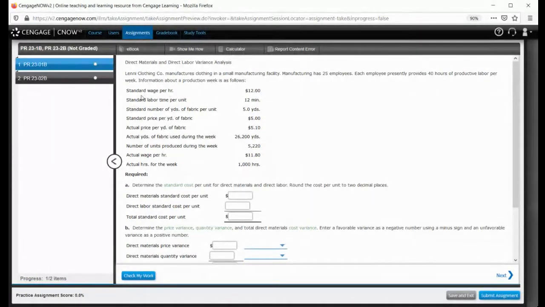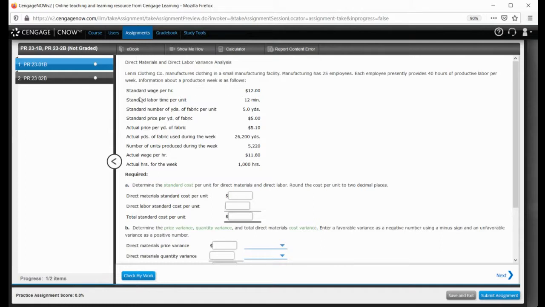And first of all, it tells you that they have come up with a standard wage per hour. This standard wage per hour is what they think that they should have been paying their employees during this period of time. Where they would get that standard wage per hour is they would go to their human resources department and ask them, before the period of time started, to give them some type of budgeted information about the amount of wages that their employees will be earning per hour. So what this standard wage per hour means is that this employer was thinking that $12 per hour is what they should be paying their employees.